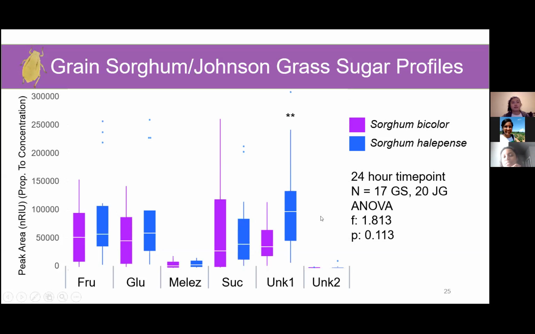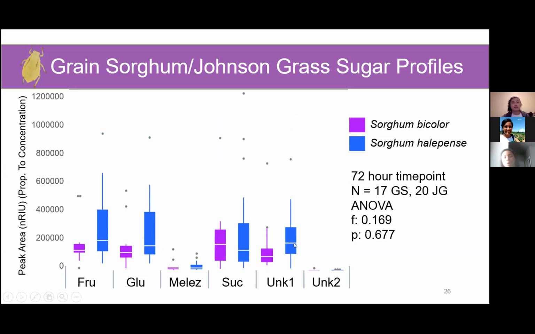And I'm so happy I decided to do this after 24 and 72 hours, because after 72 hours, that difference is gone. There's a complete homogenization of all of the sugars in the sample. And that really makes me curious as to why that's happening. What is going on with this particular unknown sugar?